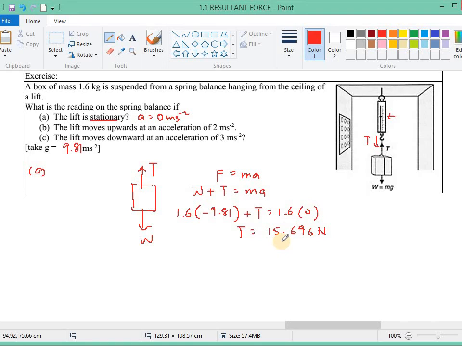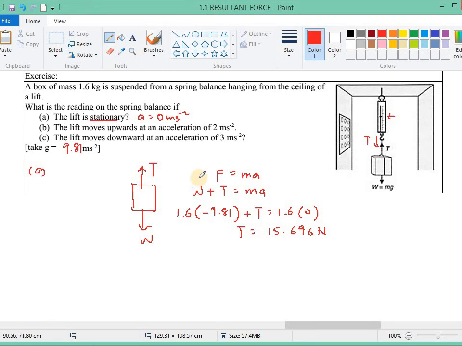Actually, for this question there are two ways that you can solve it. One way is like this: you look at it from everything, that means from the beginning until the end. The whole situation you put inside the equation.